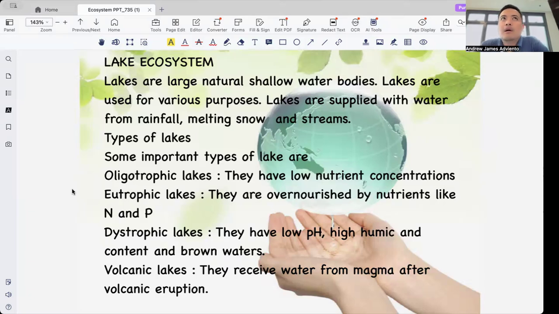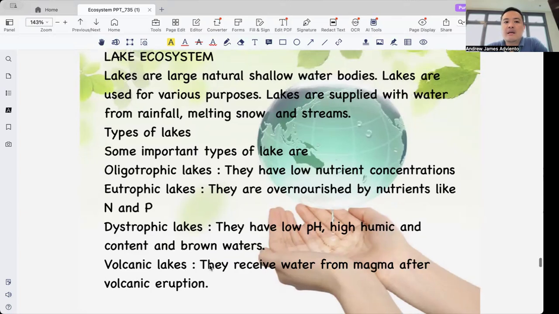Okay, so we will continue now with the other ecosystem, and we are still in the lake ecosystem. This is a large natural shallow water body, and it has, of course, different purposes. Lakes are supplied with water from rainfall, melting snow, and also streams. In the past, I mentioned that there are types of lakes: the oligotrophic lakes, the eutrophic lakes, the dystrophic lakes, and then the volcanic lakes.